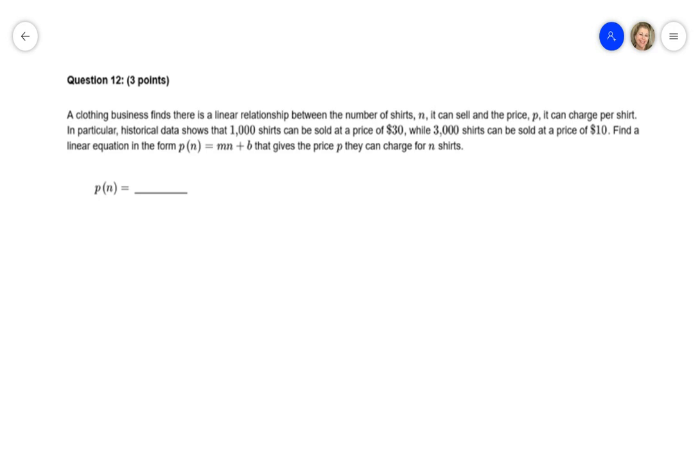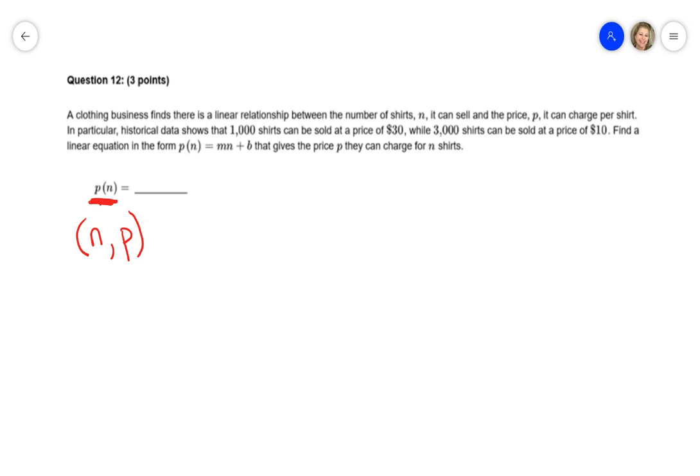A clothing business finds there is a linear relationship between the number of shirts N it can sell and the price P it can charge per shirt. And you can see they've got P of N right here. So that means as far as an ordered pair is concerned, N is the X coordinate and P is the Y coordinate. They're just using N and P.